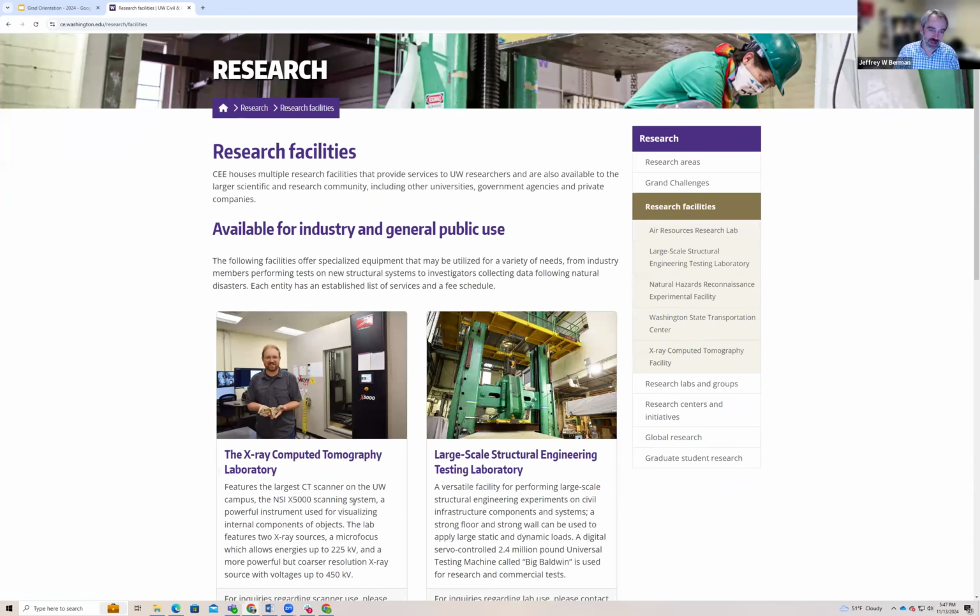To go along with that, we have an X-ray computed tomography laboratory. It's used by people all over campus, but its structural engineering use is often for components that we have tested in the large-scale structures lab. We're able to take them over to the X-ray tomography machine and do some CT scans. It's got really high energy scanners, so we can actually see inside welds.